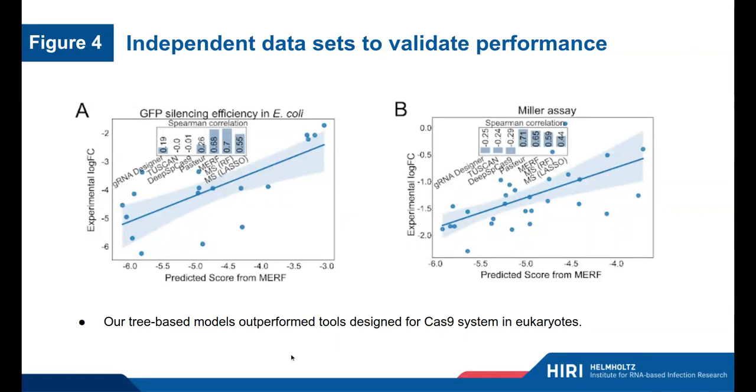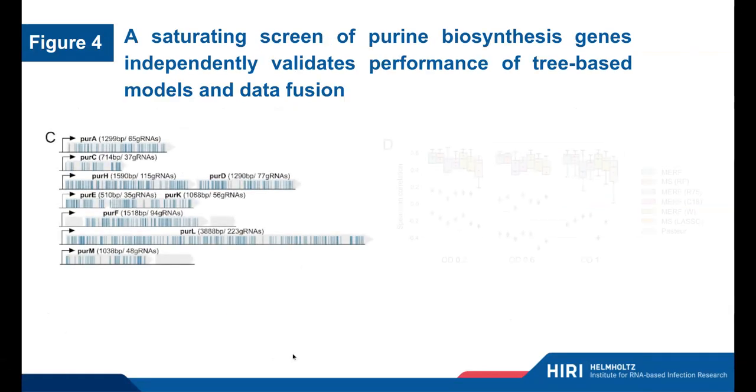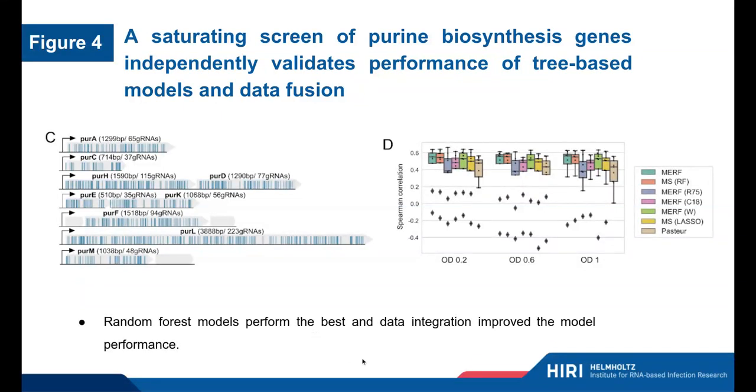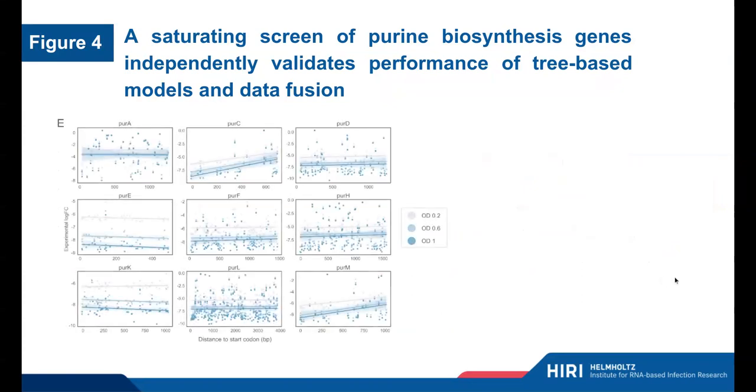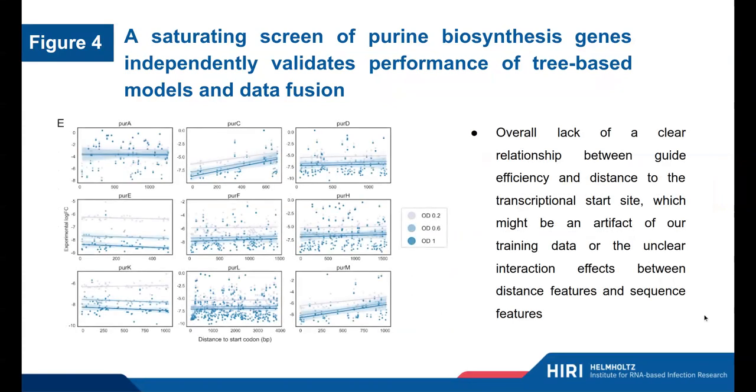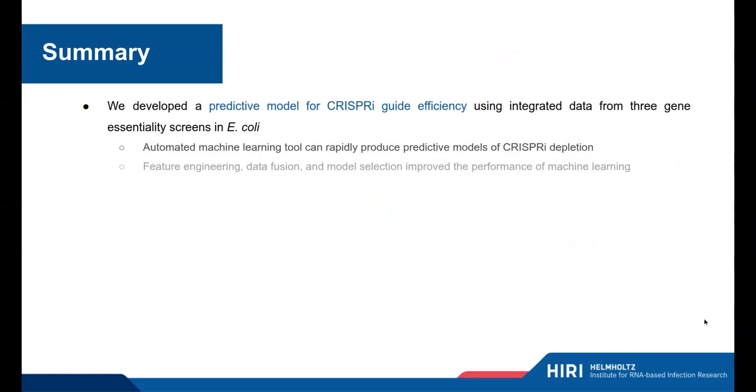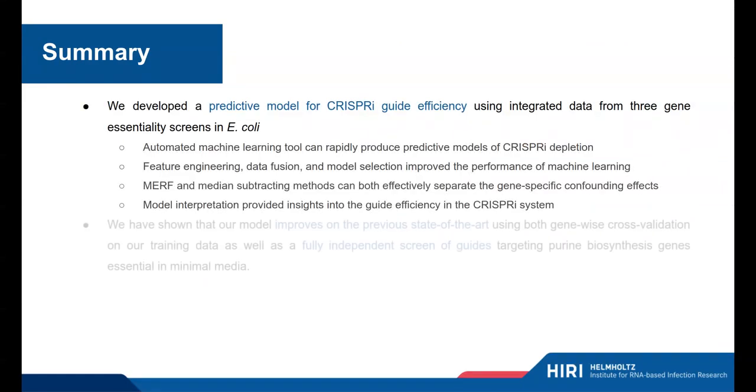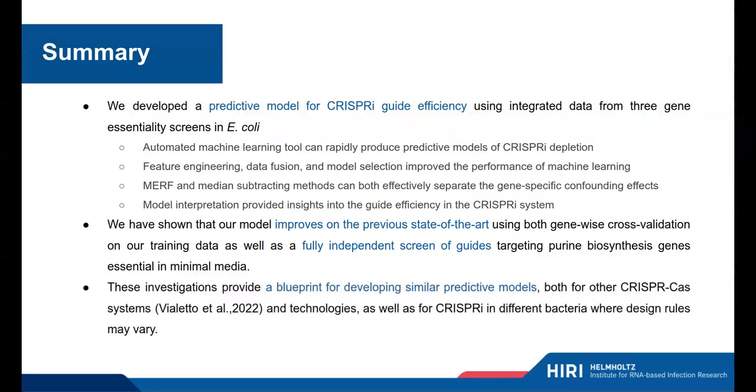Therefore, we performed a saturating high-throughput screen targeting 9 genes in purine biosynthesis pathways known to be essential in minimal media. With this fully independent screen, we again show that random forest models perform the best and data integration improved the model performance. Unexpectedly, we also observed a weak correlation between guide efficiency and distance to the stop codon, different from previous findings. To summarize, we developed a predictive model for CRISPRi guide efficiency using integrated data from 3 gene essentiality screens in E. coli.